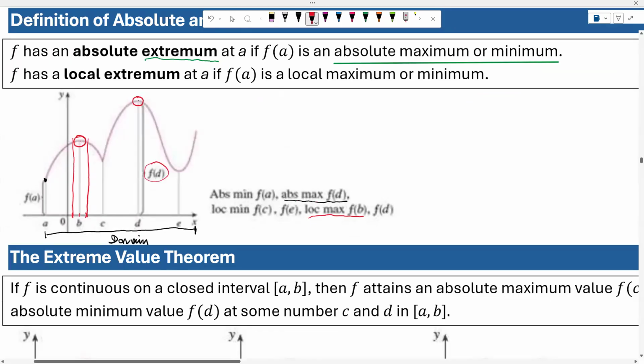Then in this case, this f of c will be the local minimum, okay. Again, it's changing from decreasing to increasing. And of course, f of e is also the local minimum, right?